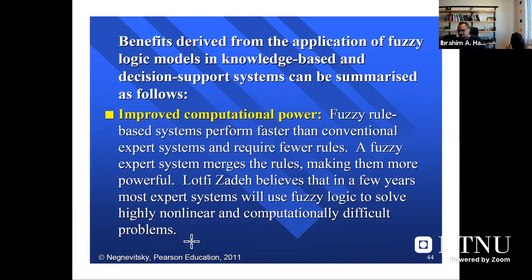But fuzzy, I mean, Zadeh, in fact, developed a system which anyone can build. We don't need to buy those platforms. We don't need to learn very complex programming languages, but we can just know some basic stuff to build our expert system using a fuzzy logic system. We will be building it here also using a fuzzy logic system. So a fuzzy expert system merges the rules, making them more powerful. And Lotfi Zadeh believes that in a few years, most expert systems will use fuzzy logic to solve highly nonlinear and computationally difficult problems.